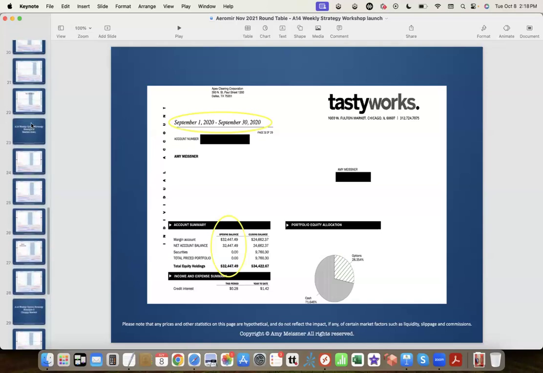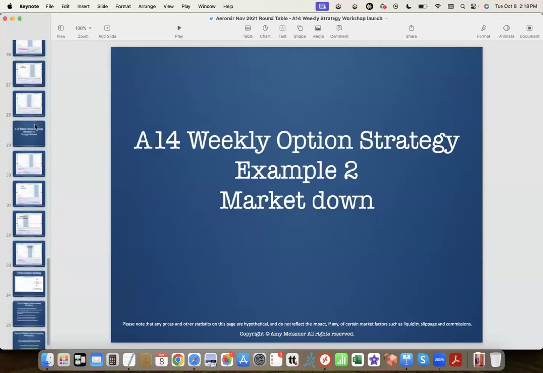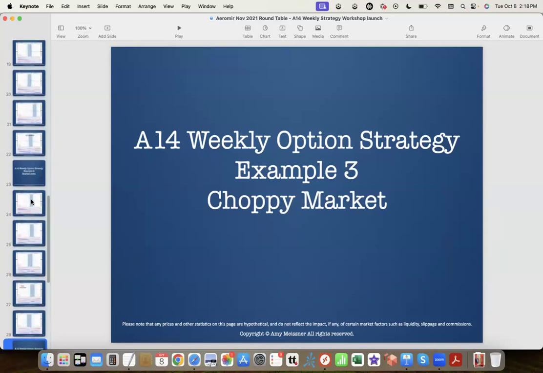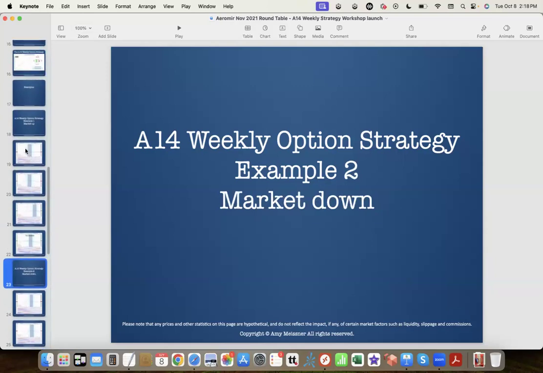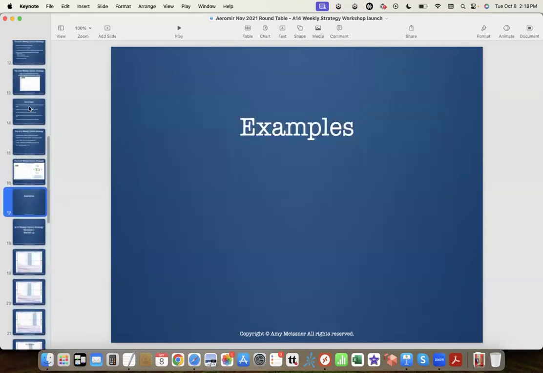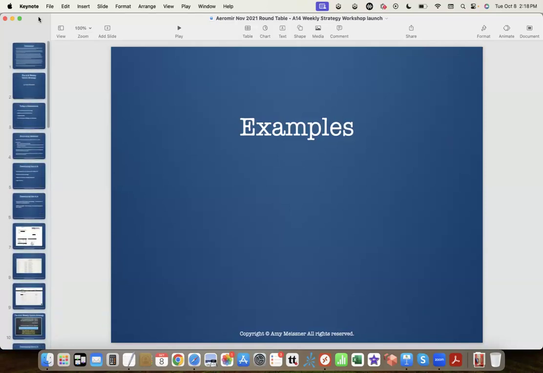See if there's an example of that here. Mark it down, choppy. No, I didn't show it there. Mark it down, let's see. Mark it up, is this a narrow one? Nope. No, I didn't have a low volatility. I can't remember which presentation.